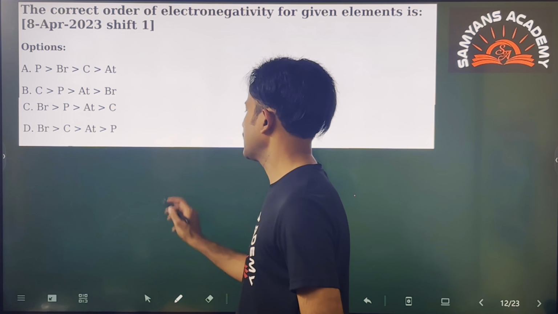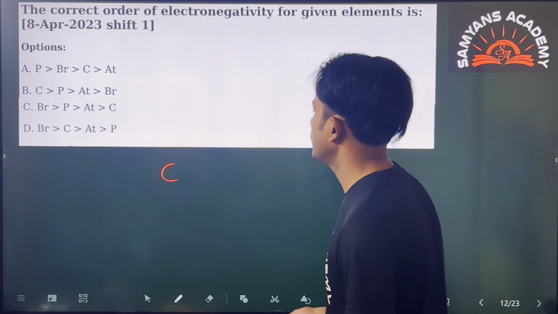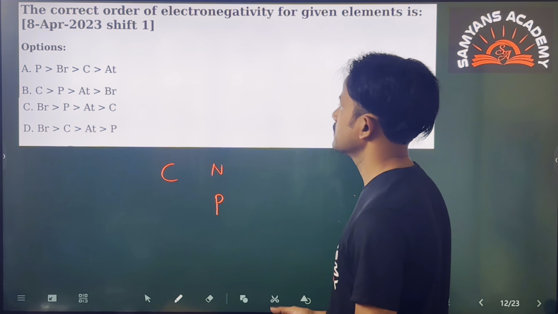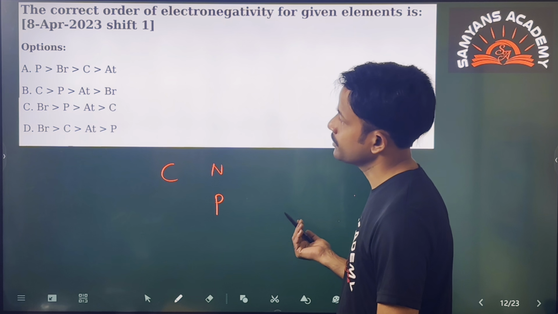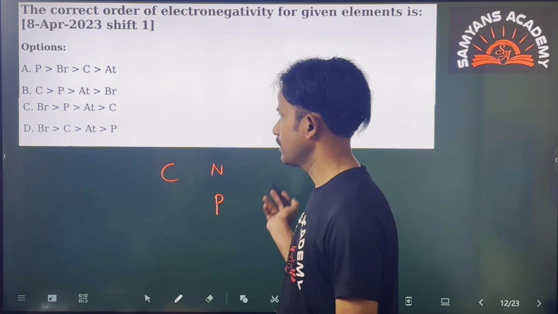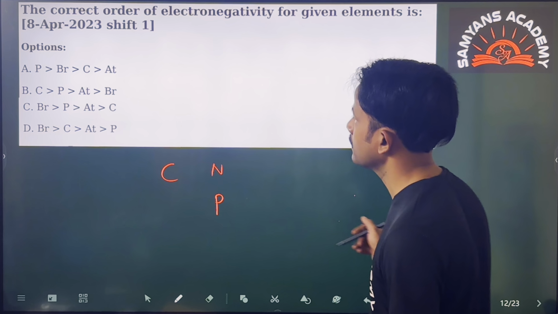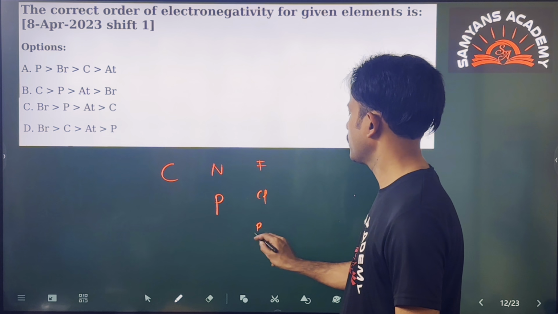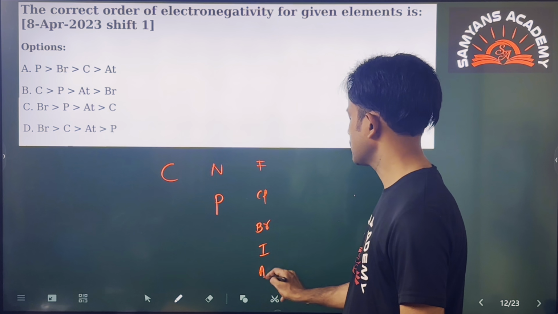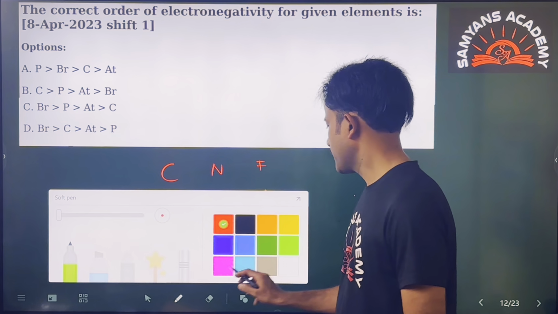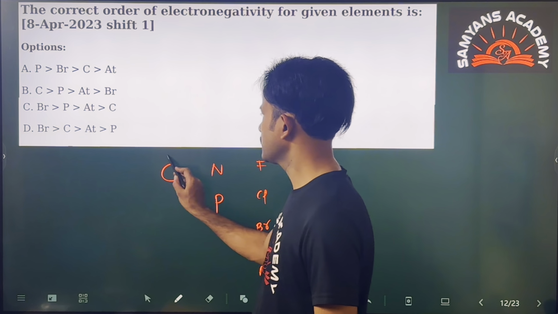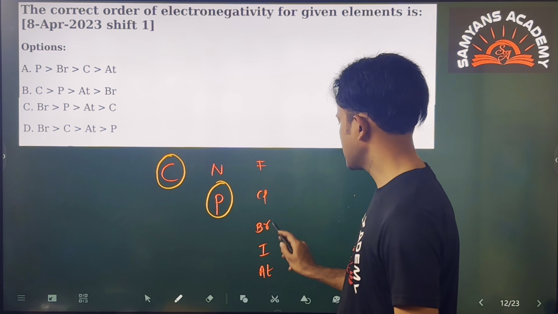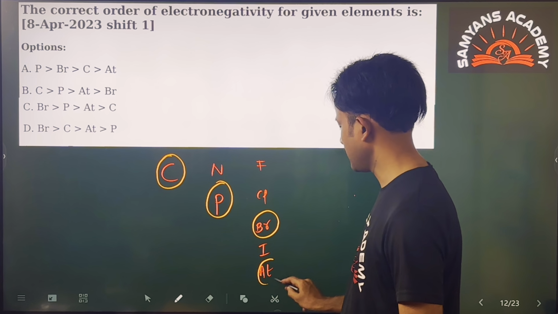Now you see here, carbon is given. After carbon, nitrogen will come, then phosphorus. After nitrogen comes oxygen, but an oxygen group element is not there. After oxygen, fluorine will come, then bromine, iodine, astatine. Like this, you arrange all the elements. Carbon is given, phosphorus is also given, bromine is given, and astatine is given.